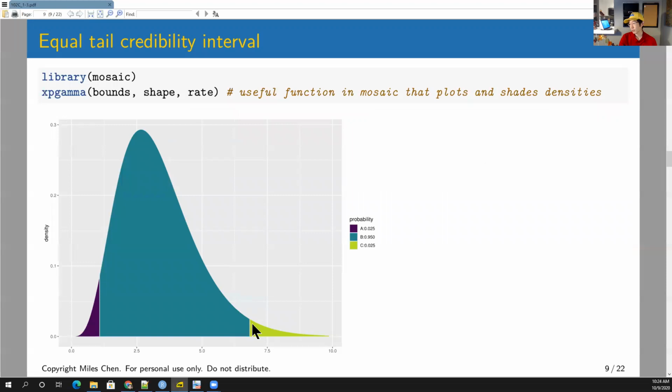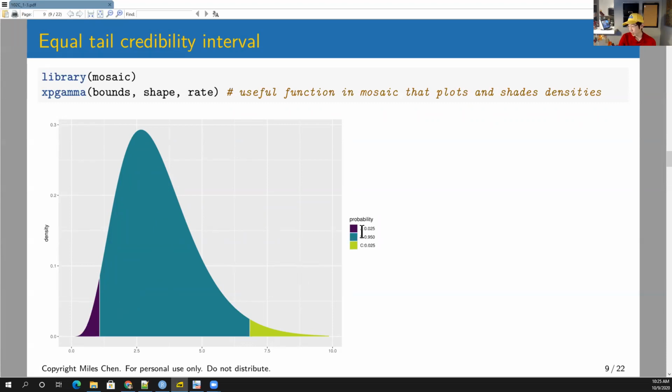Okay. I don't know if you guys are familiar with mosaic and the XP functions. In R, you have your P functions like P norm and so on. Here you can have P gamma, but with mosaic, you can type in XP and whatever distribution, and it will automatically create a plot for you, which is really nice. You put in a vector of values, and it just draws cutoff lines.